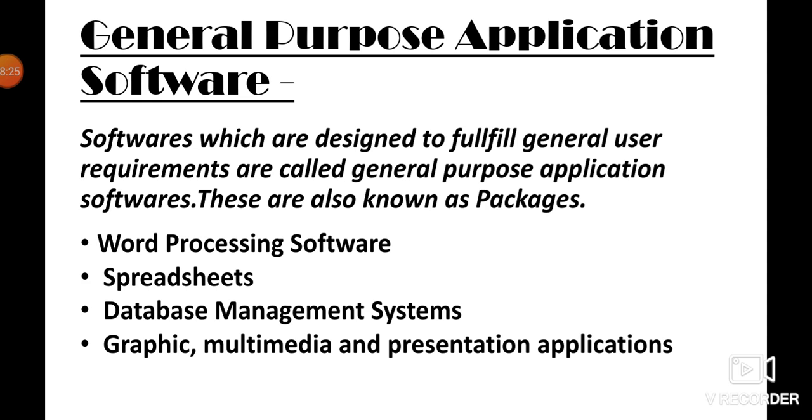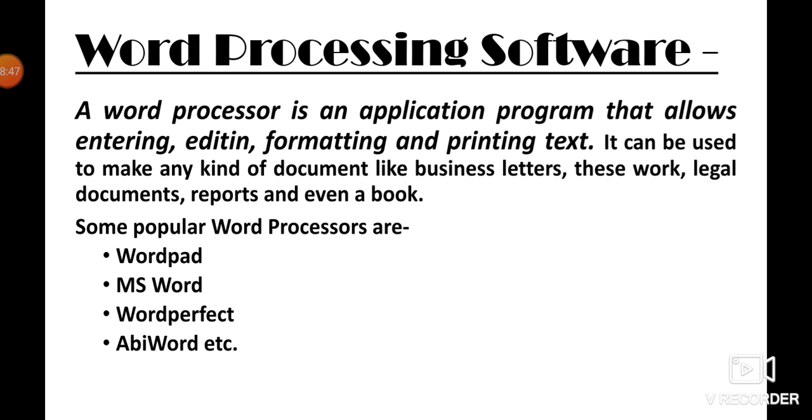Okay, so basically under the general purpose application software, first is word processing software. Some very popular word processing software, first name is MS Word, and second is Word Perfect and AbiWord. These are some kinds of word processing softwares. WordPad also. WordPad, MS Word, Word Perfect, AbiWord. These all are some popular word processing software.